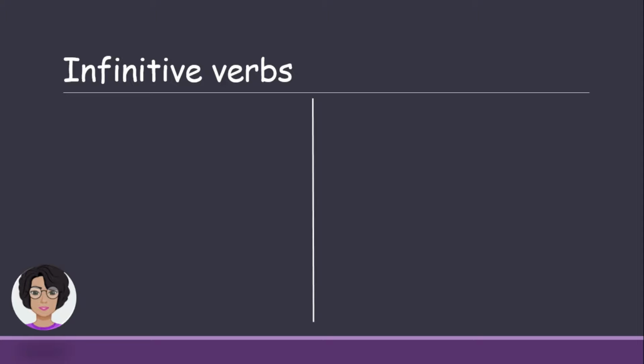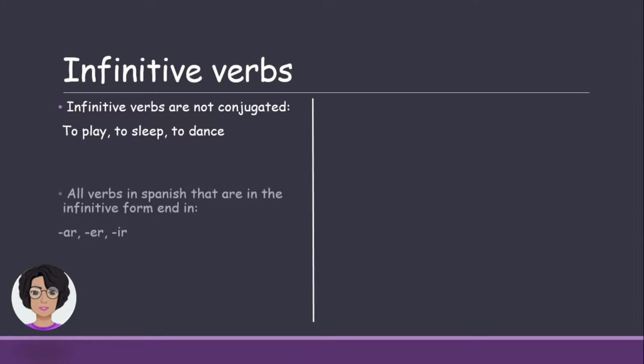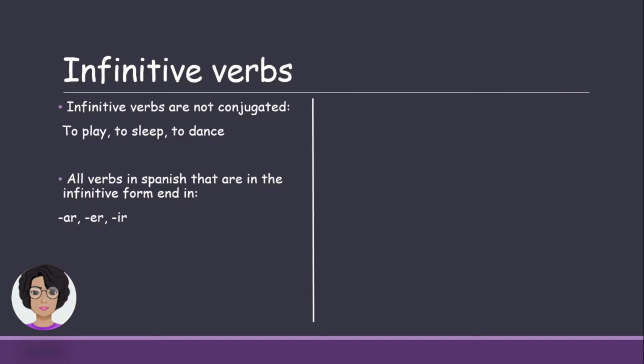Okay, let's start talking about the infinitive verbs. Infinitive verbs are those that are not conjugated, right? Like to play, to sleep, to dance. All verbs in Spanish that are in the infinitive form end in ar, er, or ir. Por ejemplo, for example, caminar, comer, compartir. And of course, I have an example here.